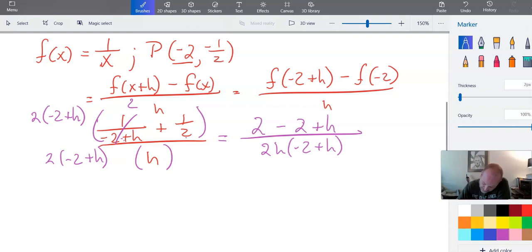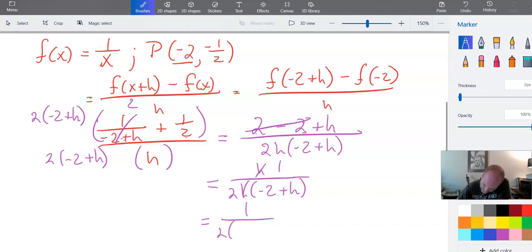Okay, you notice in the numerator, 2 minus 2 is 0. That goes away. And then I'm left with h over 2h times minus 2 plus h. Well, the h's cancel, and that leaves me with a 1 in the numerator. So now I have 1 over 2 times negative 2 plus h.